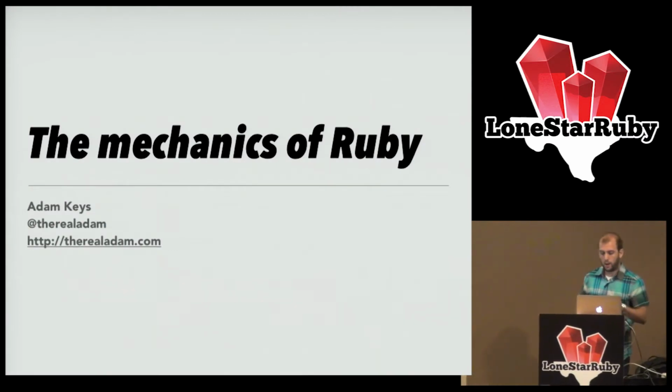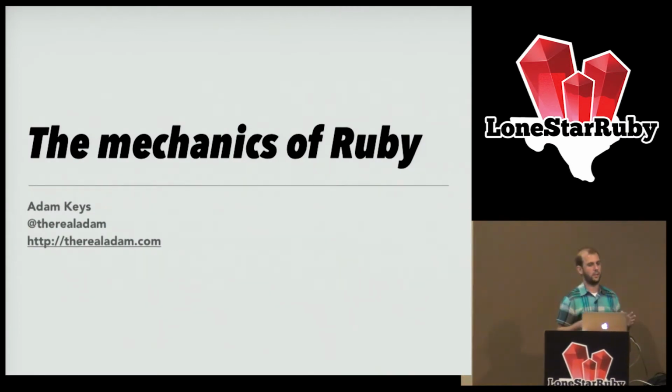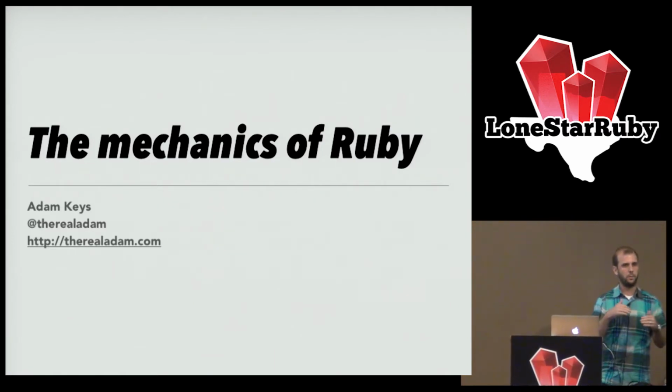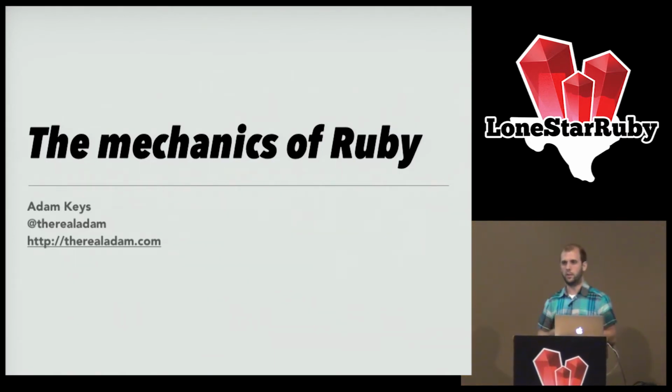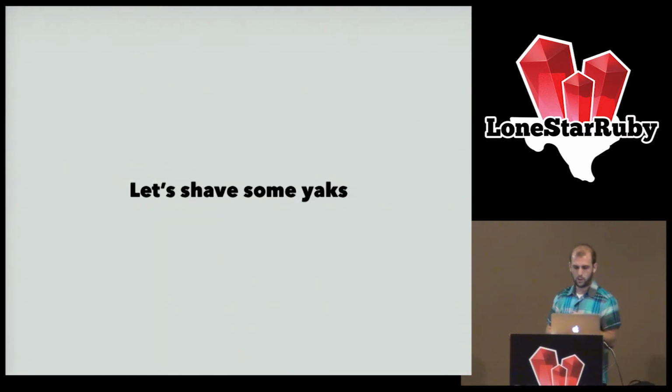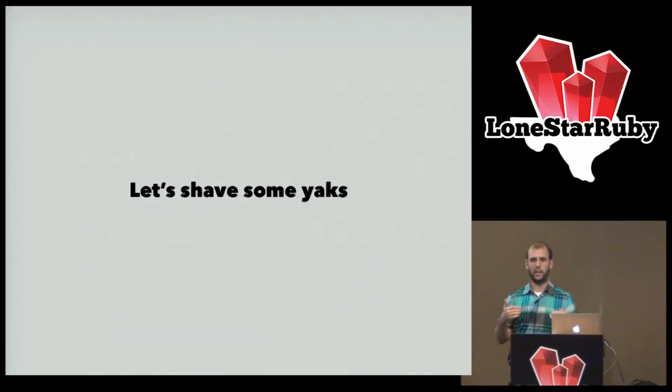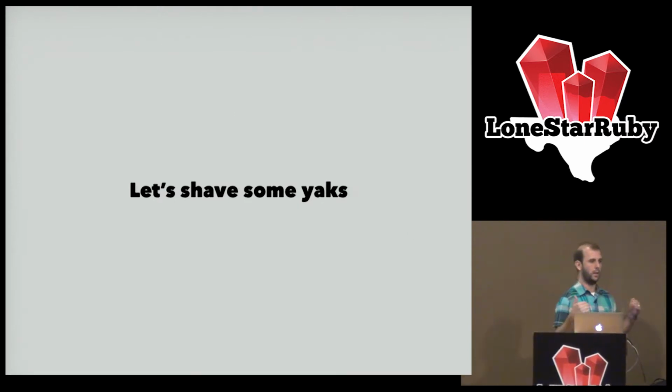So, I want to talk today about the mechanics of Ruby, thinking in terms of Ruby as a software machine. What does that machine look like? How does it work? We're going to shave some yaks, digging into the layers below our Ruby programs. How does Ruby work with the operating system kernel? And how does it work with the actual computers, called Intel or ARM, that it's executing on?